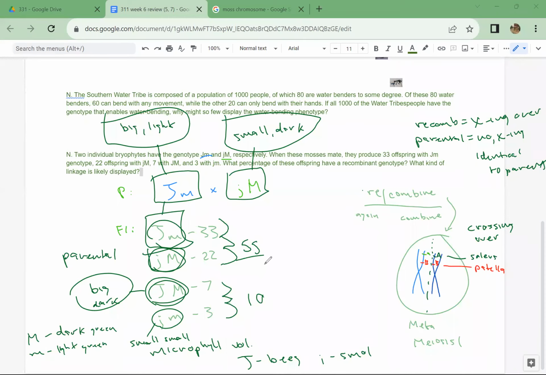So why are so many of them parental and so few of them recombinant? This is what I was hinting at earlier, is that crossing over might not happen at all. Crossing over is actually less likely to happen than just not crossing over. It's easier for things in the universe to not happen than for them to happen, or it's more likely that things don't happen than that things do happen.